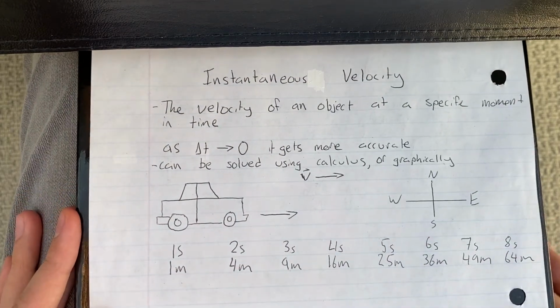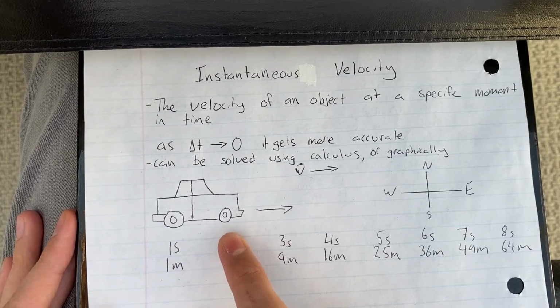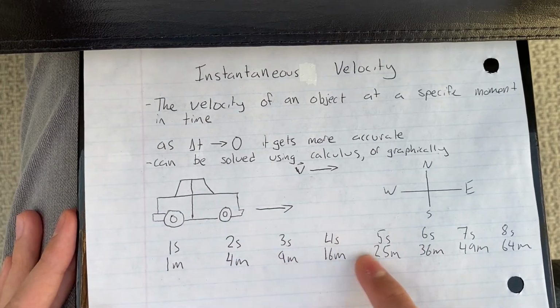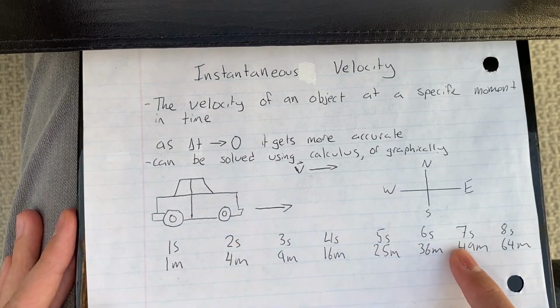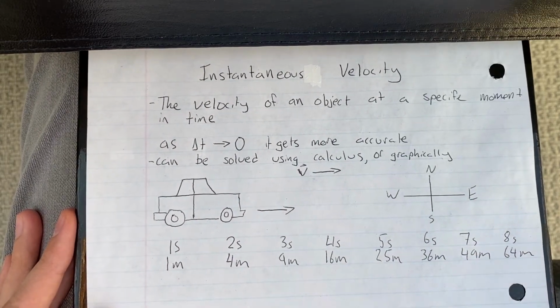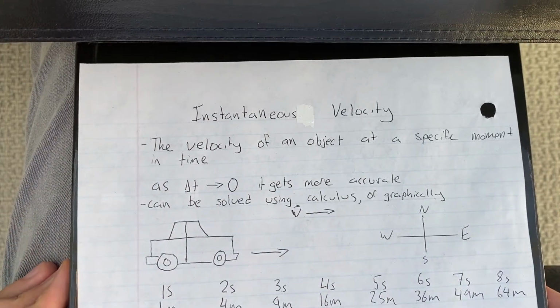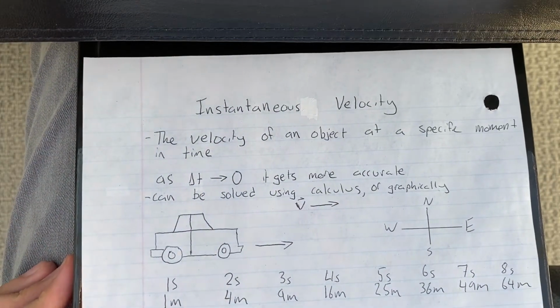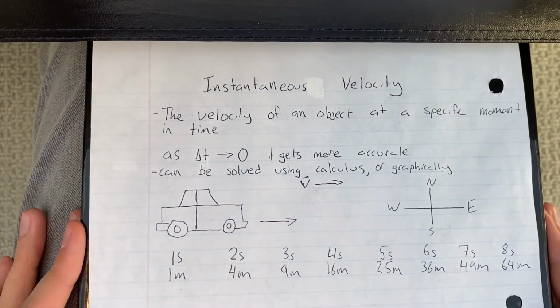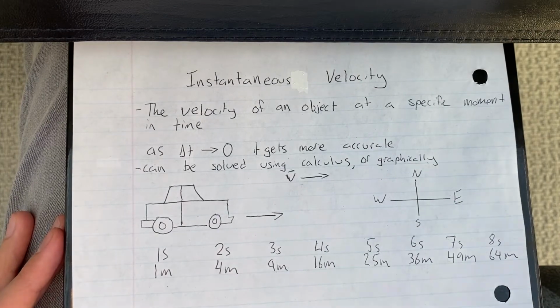So we could say that this car is accelerating, and we know that because the change in time is always 1 second, but the delta d is getting greater every time. So if you're covering more distance in the same amount of time, that means that you're accelerating. In order to solve this, we can use calculus and using limits and things like that, or we can also get an approximate value using a graph. And I'll show you how to do that right now.